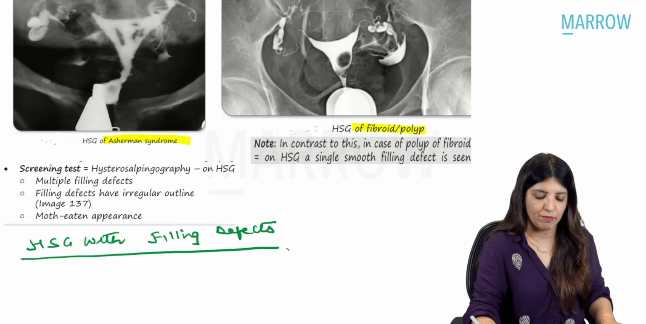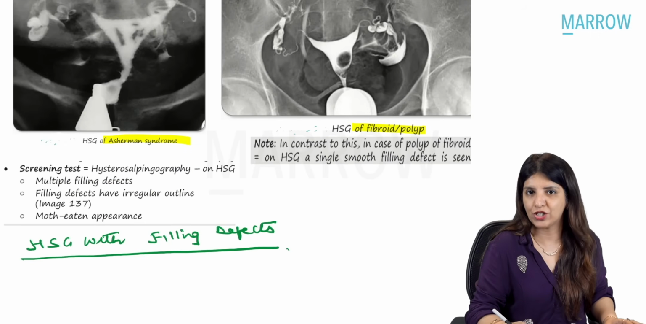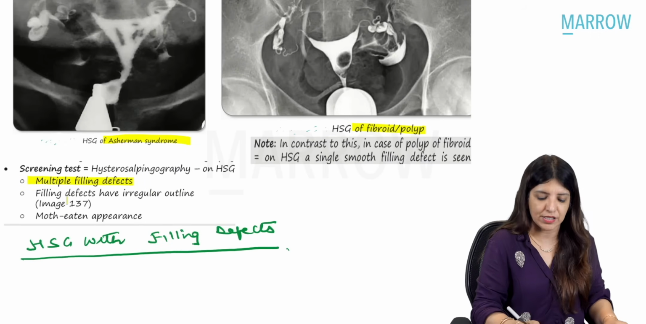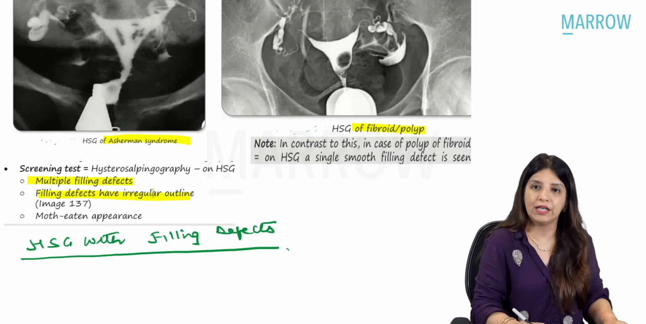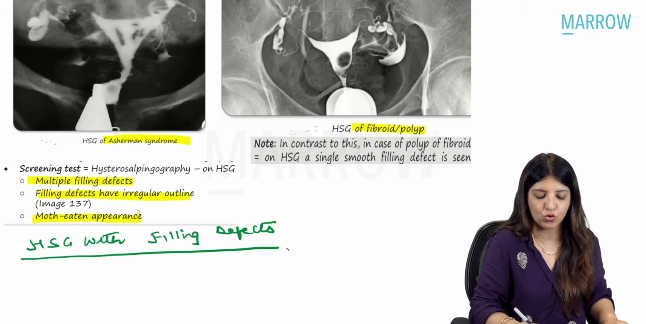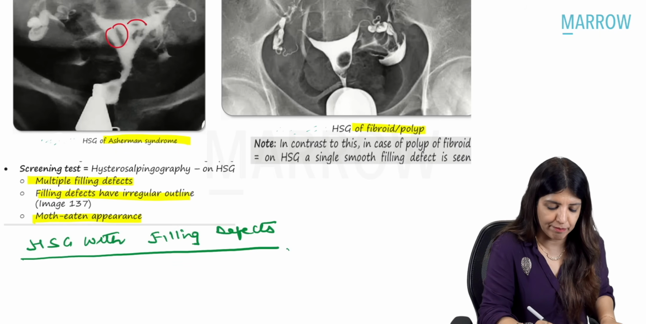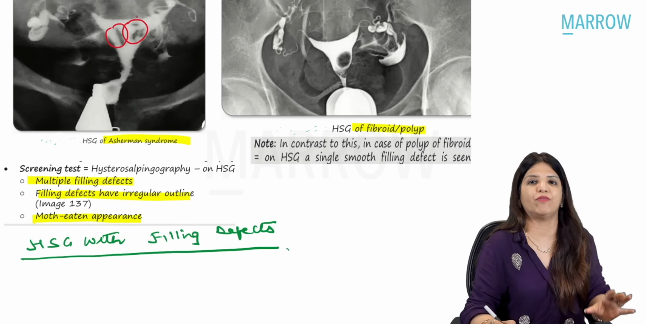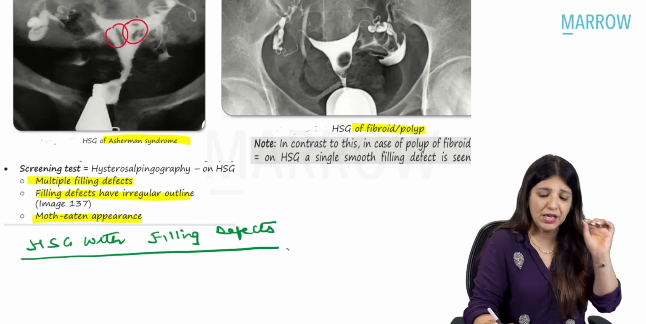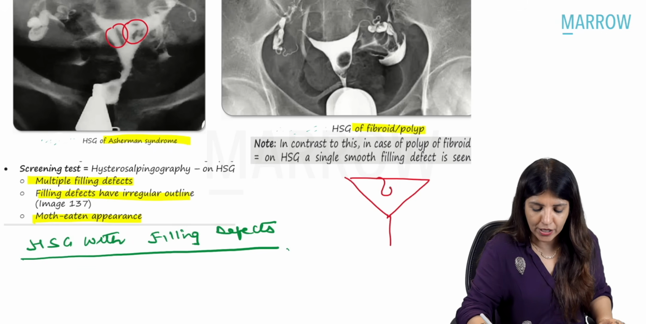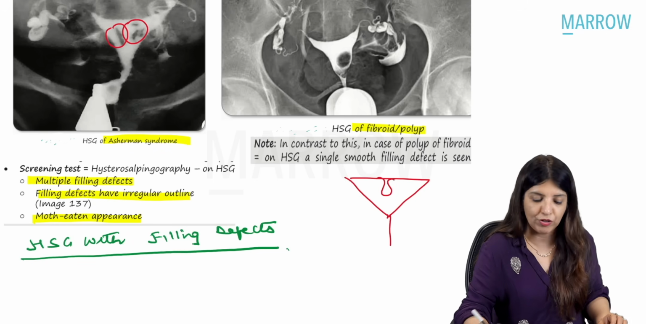In case of Asherman syndrome, when you are going to do HSG, because of the adhesions, there will be multiple filling defects. These filling defects will have irregular outline, and this is what is called moth-eaten appearance. So, do you see over here, there are multiple filling defects, and these filling defects have got irregular outline.